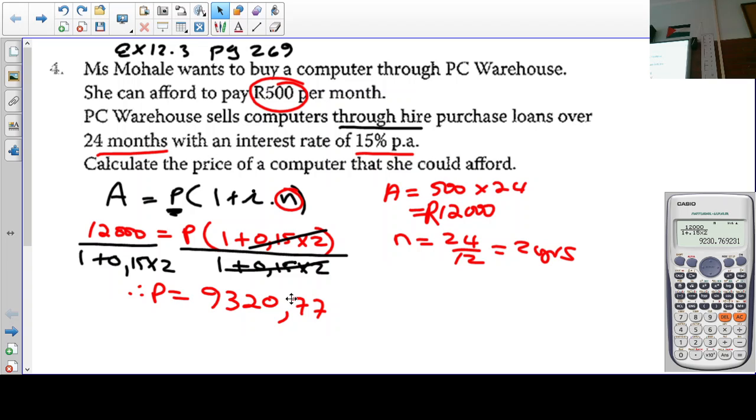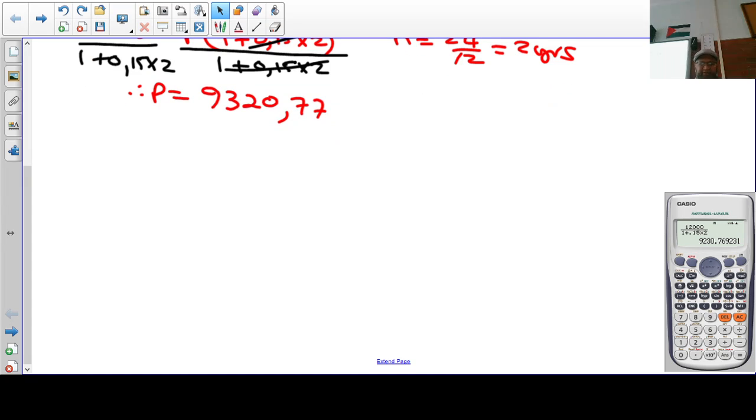The A value. Not so? But what does A tell us? A is the final amount paid including the interest. And how do we calculate that? It's 24 months, you pay 500 Rand, or she's willing to pay 500 Rand. So the A value, the amount you pay in total, is 12,000. Okay? You all okay with that? Let's look at the next one, number 5.